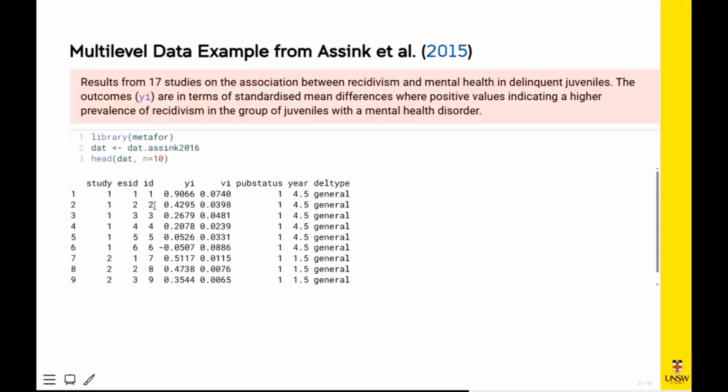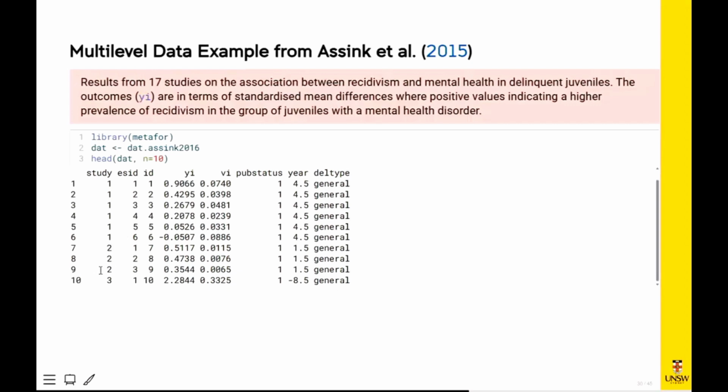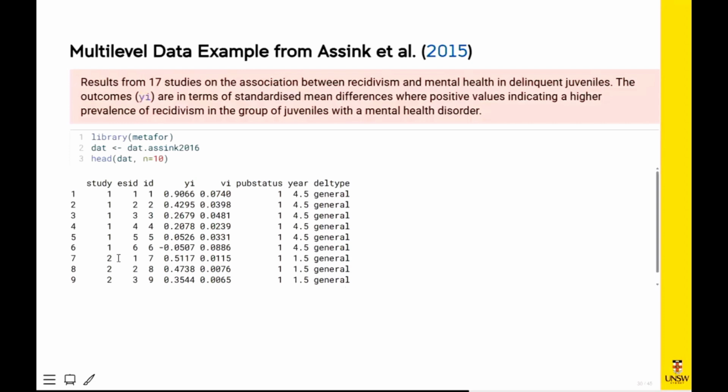And you can see in the data set that we have 6 different effect sizes from that first study. Now, each of these effect sizes is relevant to a particular behavior. So they're all estimates of delinquent behavior, but different aspects of the delinquent behavior that they were studying. And you can see that study number 2 has 3 different estimates.